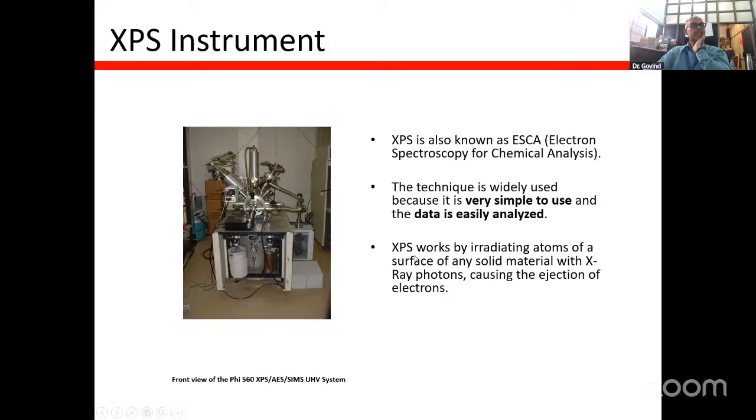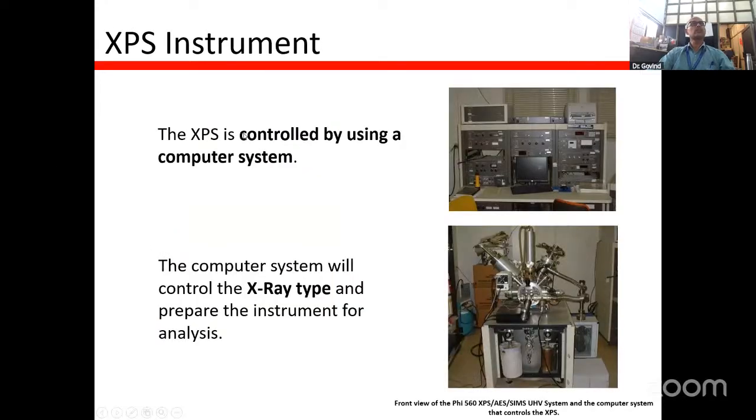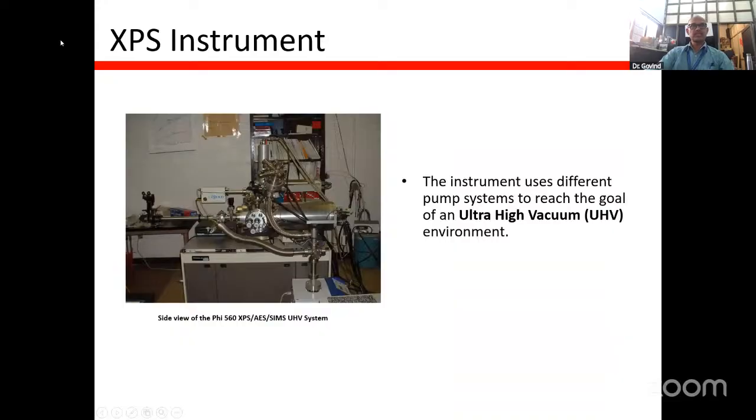XPS works by irradiating the atoms of the surface of any material with X-ray photons, causing the ejection of electrons. Some of the terminology I am repeating because these words need to be understood very carefully. This XPS is controlled by a computer system. The computer system will control the X-ray source, which type of X-ray we have to use, and prepare the machine for analysis.